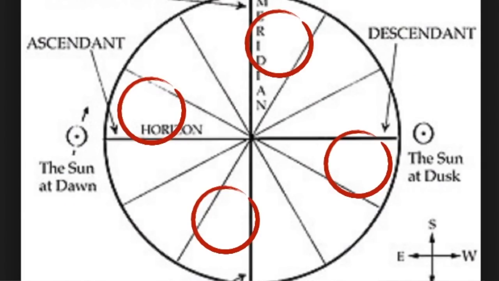Lastly, you have the cadent houses, which go along with the mutable signs of the zodiac. Those are the 3rd house, the 6th house, the 9th house, and the 12th house. They are called cadent because they kind of fall away. They are mentally active houses, having to do with ideas and communication. It has a lot to do with the energy of the mind.